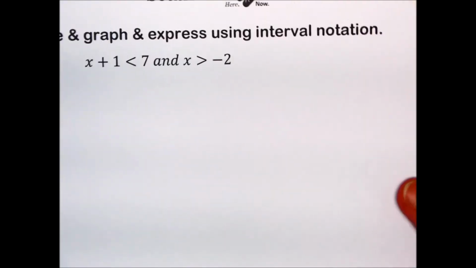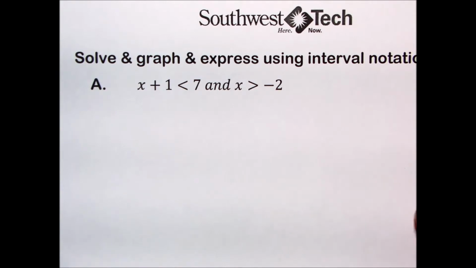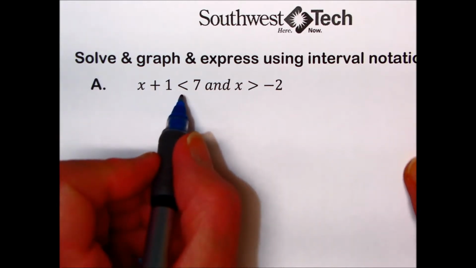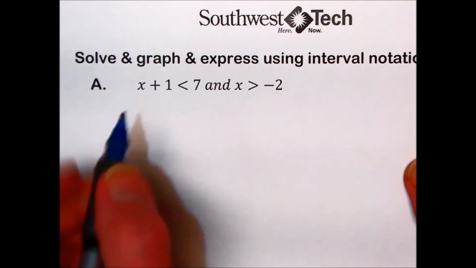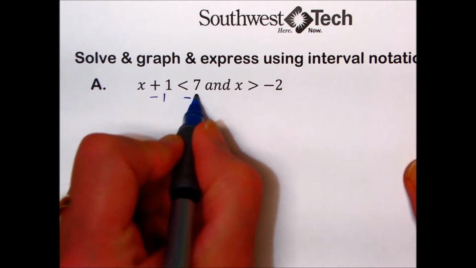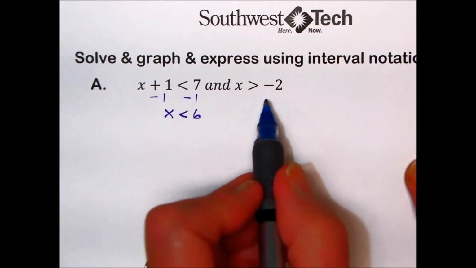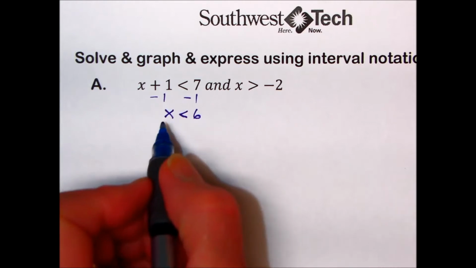These next problems aren't that much different than what we were doing, with the exception that we might have to do a little bit of solving ahead of time. So to get the interval here more concise so that we can take the intersection with this interval, we need to solve for the variable. So we'll subtract a 1 from each side. And now we're basically ready to go. They're asking us to graph and express using interval notation.